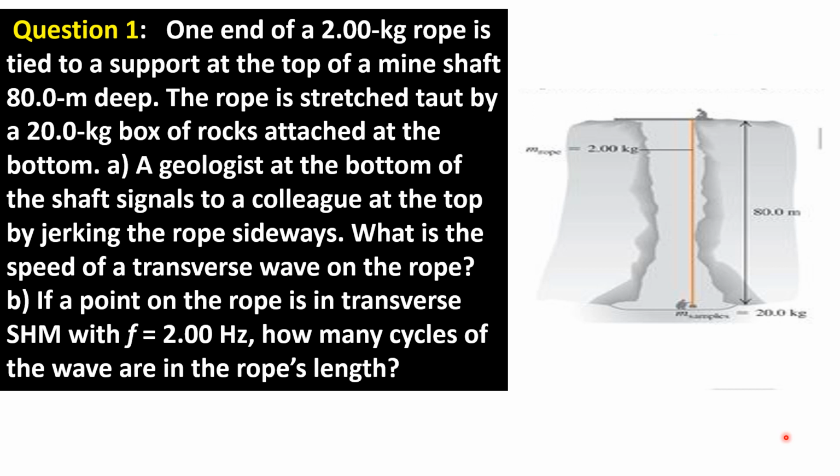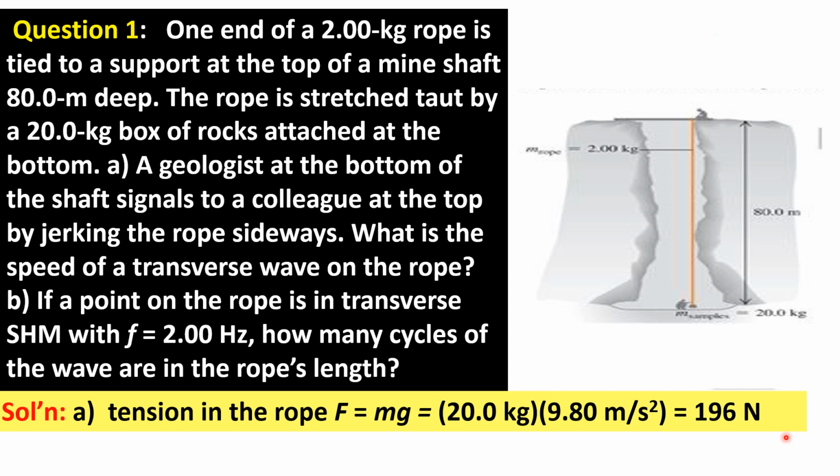For the solution to our first question, we first determine the tension F exerted on the rope, which is just equal to the product of the mass of the rocks attached at the bottom of the rope multiplied by the acceleration due to gravity, 9.80 meters per second squared. So 20.0 kilograms times 9.80 meters per second squared gives us a tension force of 196 newtons.